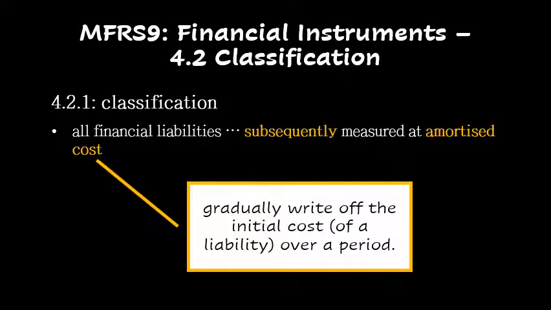The word amortize simply means gradually written off the initial cost of either an asset or liability, but in this case a liability, over a period. Gradual means little by little, and write off means eliminating. Let me show you a couple of examples.